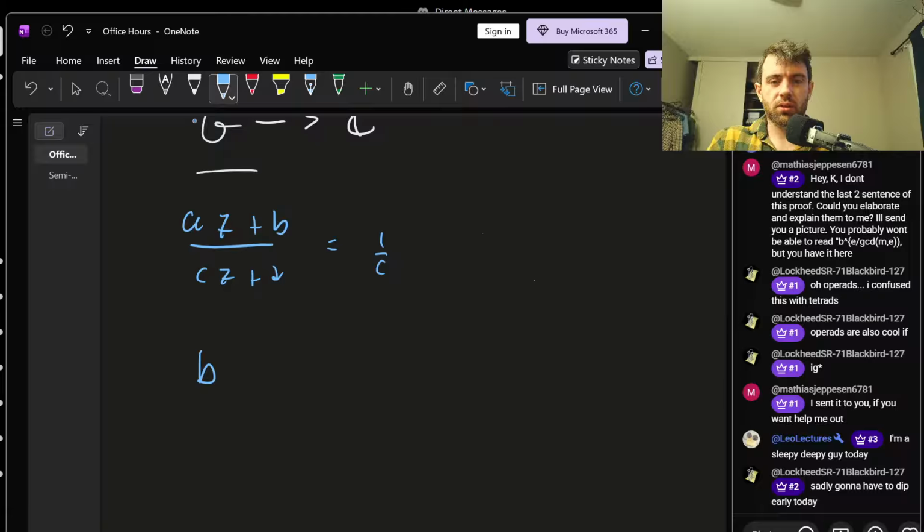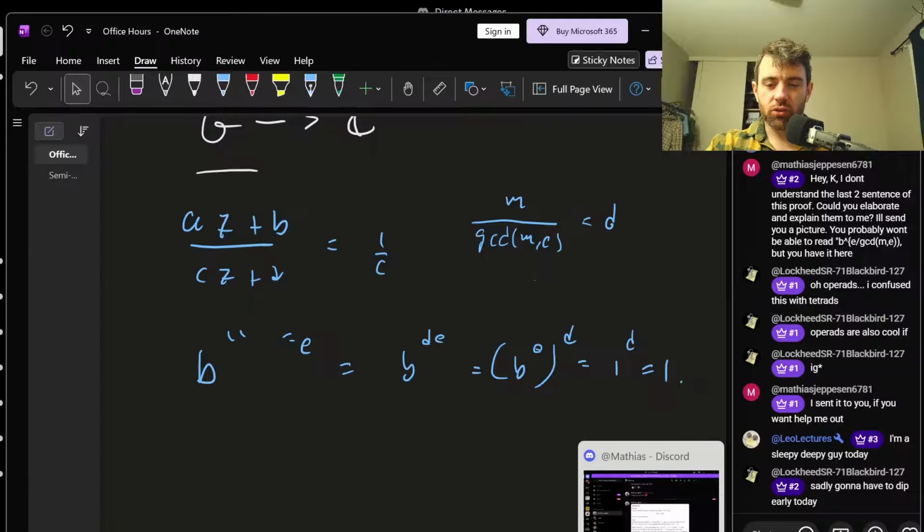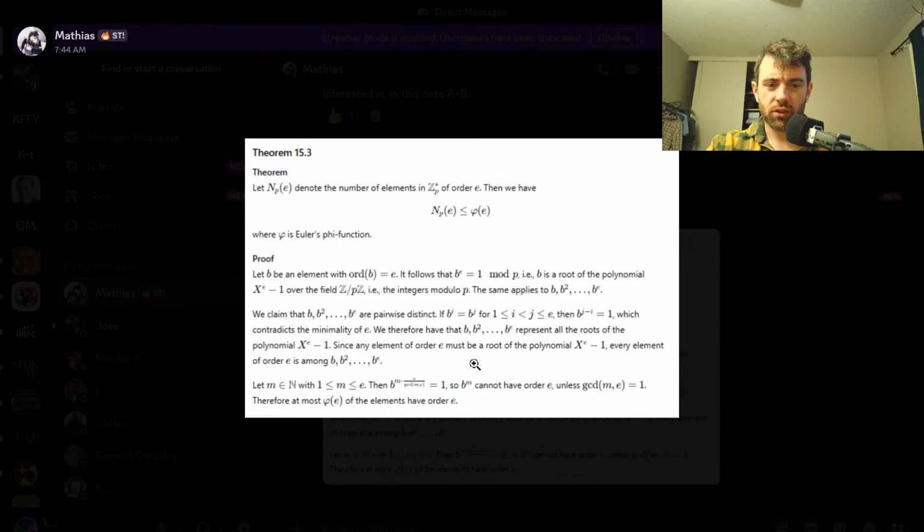Right, but the gcd of m and e divides m, so m over this is some integer, call it d. So that whole expression times e is just b^(de), which is (b^e)^d, which is 1^d, which is 1. You said last two sentences of this proof. So let's see. That's why it's equal to 1. So b^m cannot have order e.